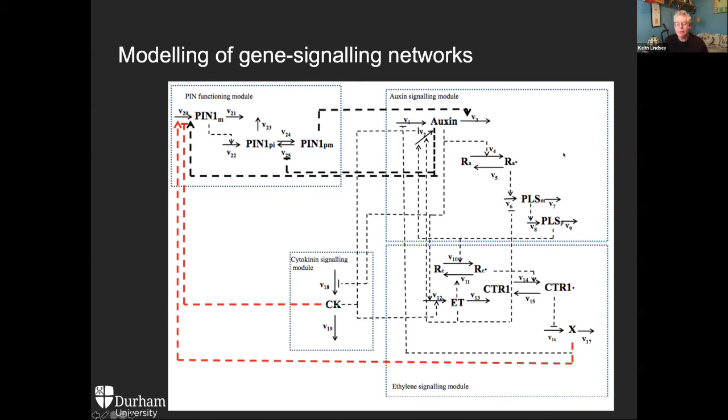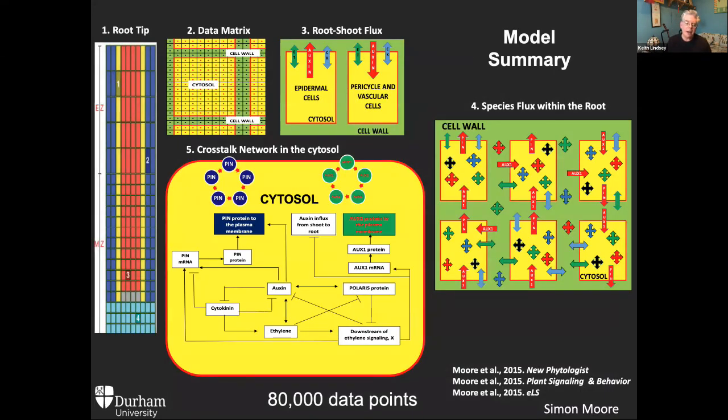So when I first started talking to Junli about this, I was a bit skeptical that by introducing a relatively small number of components into the model, we would actually be able to get anything that was really representative of what was going on in a real plant. But I was wrong, because these models are incredibly powerful. So this was our first attempt, with one of my PhD students, Simon Moore, to develop a mathematical simulation of what's going on in a root.